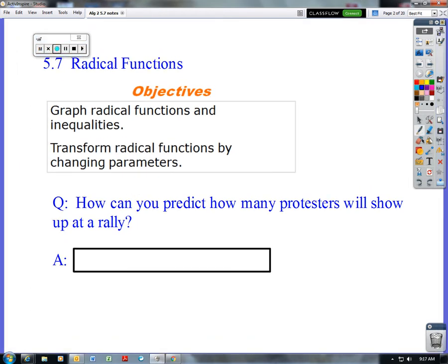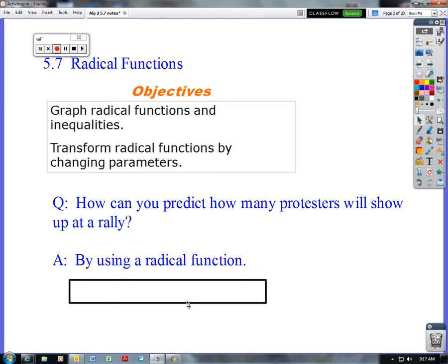And our joke of the day: how can you predict how many protesters will show up at a rally? And you might guess it has something to do with radical, by using a radical function, which we're going to be working with.